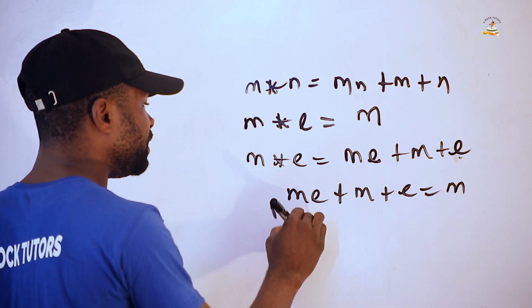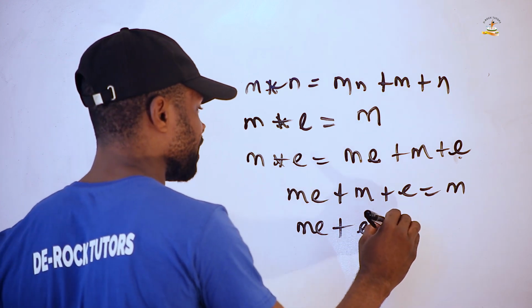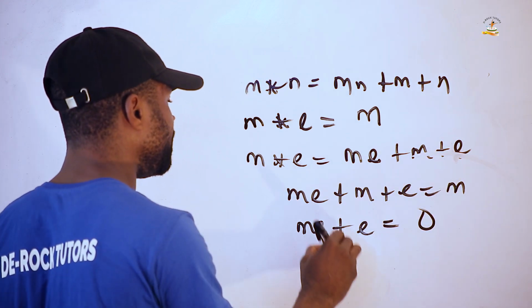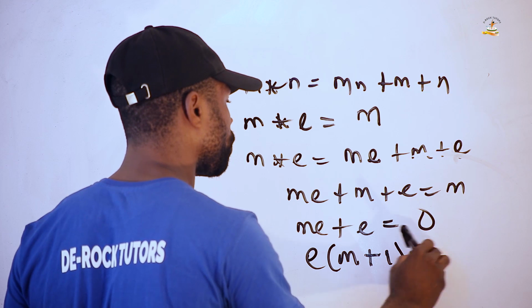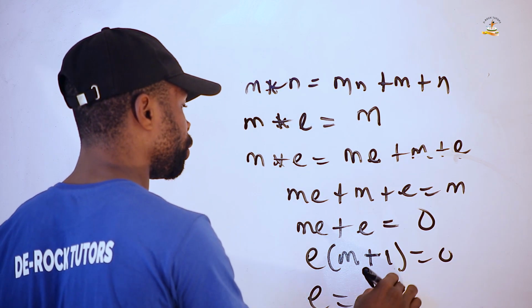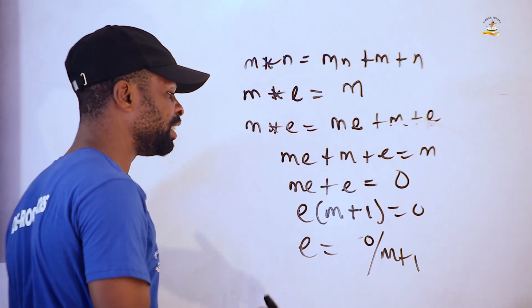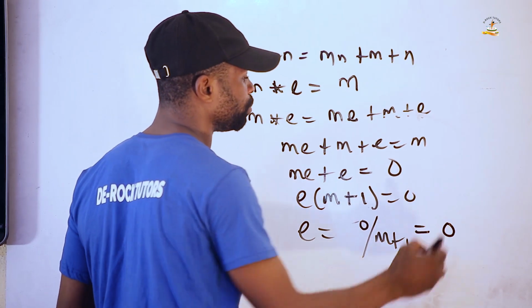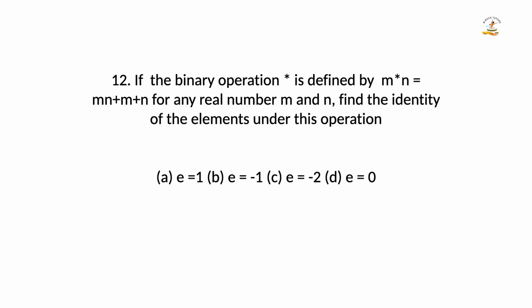Then I will take this m plus e to the left hand side. Then this one will go. m minus n is equal to 0. So e is common here. I will have m plus 1 is equal to 0, and e is equal to 0 over m plus 1. Since 0 is the numerator here, this expression will definitely vanish and the result will become 0. So the identity element of this particular operation is 0, and the correct option there is e.